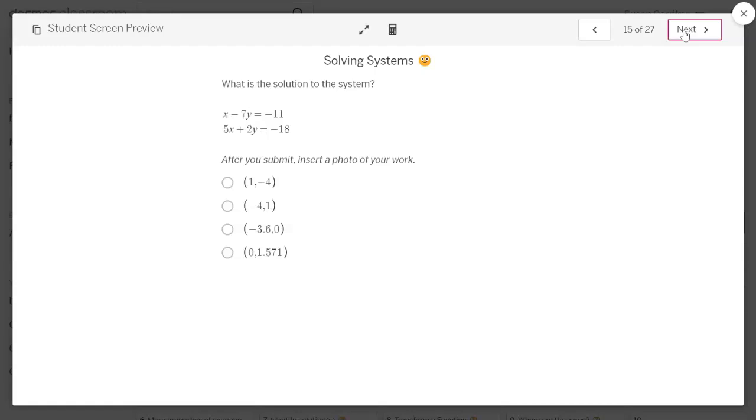What is the solution to this system? You may notice it says to insert a photo of your work. What I would have the kids do if they did do the graphing in the graphing calculator is they would take a picture of that graph and insert it in the box where it says explain. They'll have a space to put a photo.